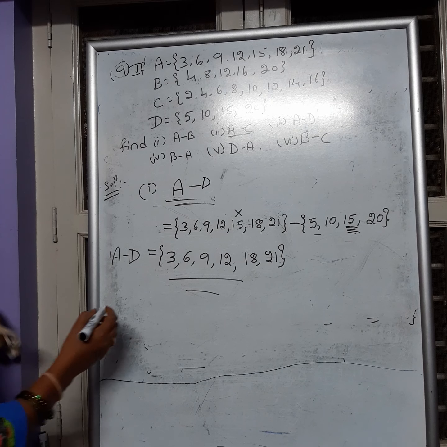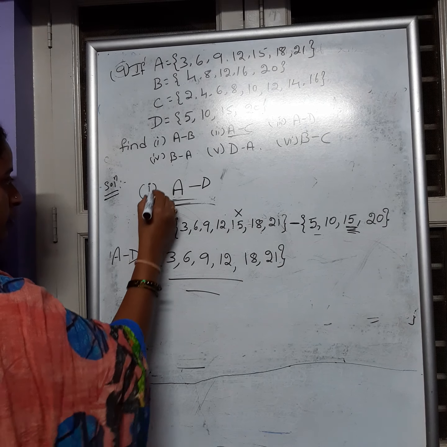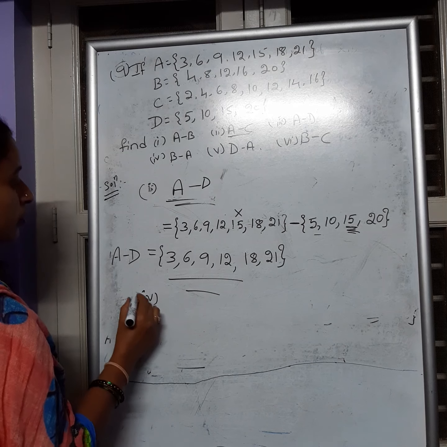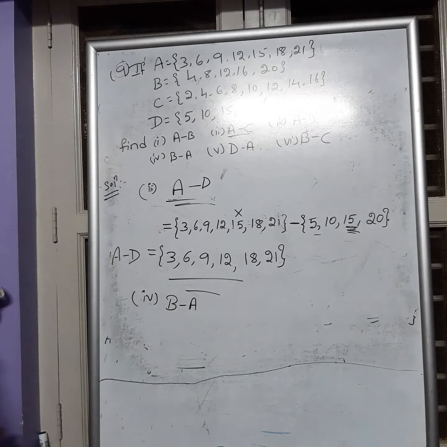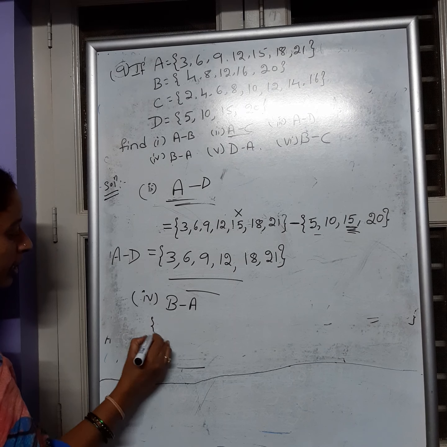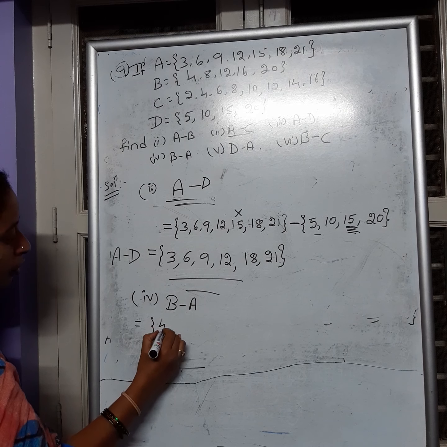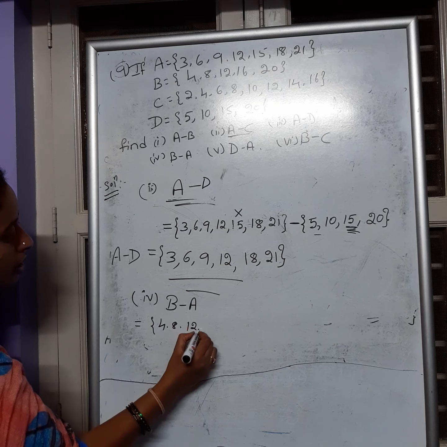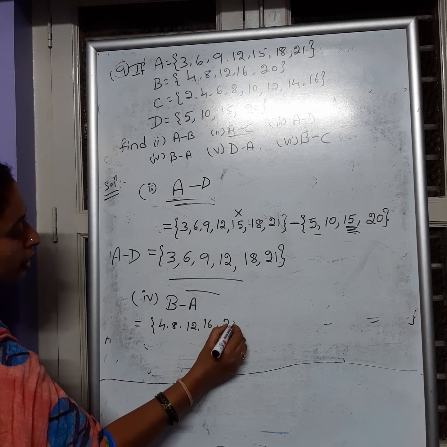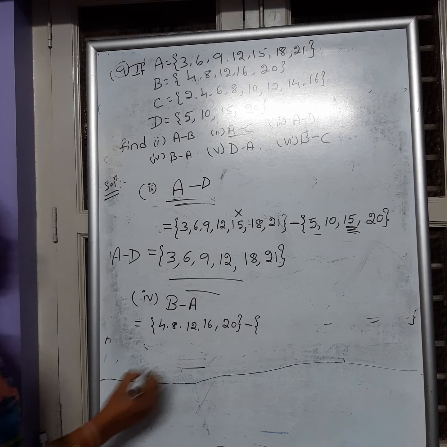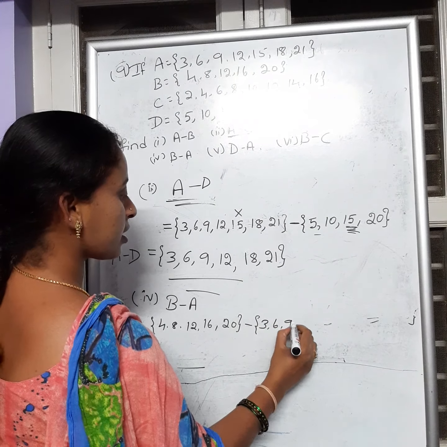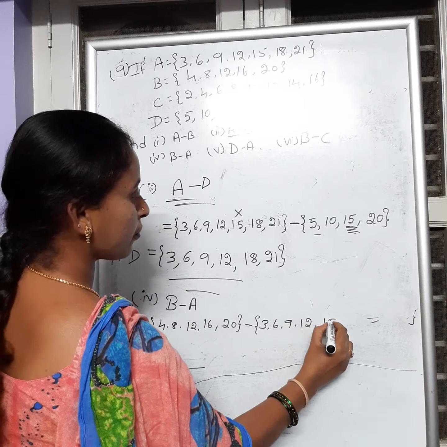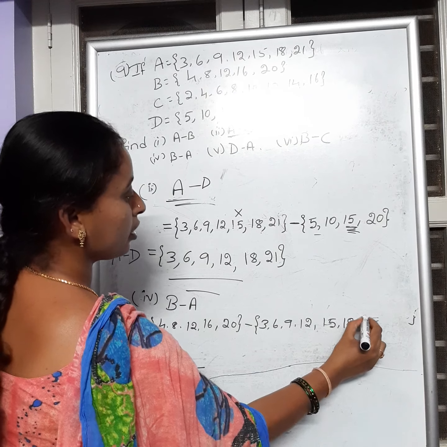Over. Let's take another one. This one is the third one, the fourth one. What is that? B minus A. What are the B elements? 4, 8, 12, 16, 20. Minus. What are the A elements? 3, 6, 9, 12, 15, 18, 21.